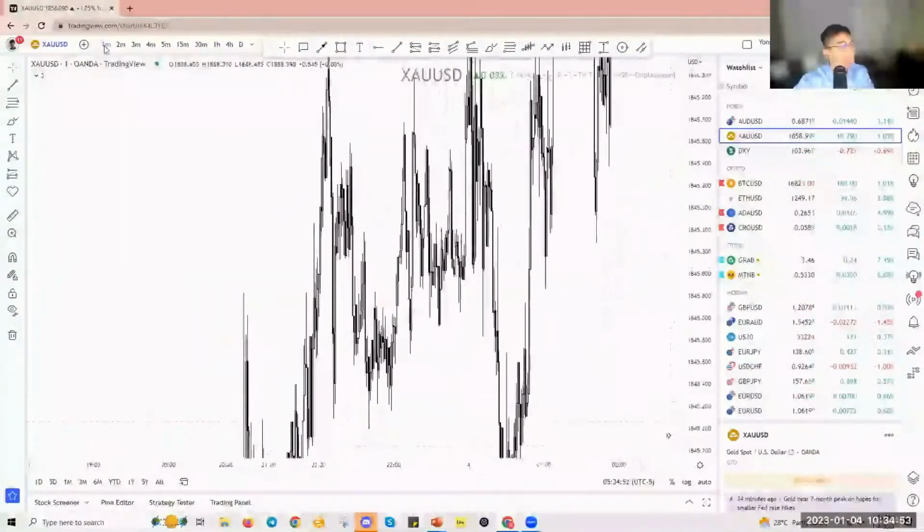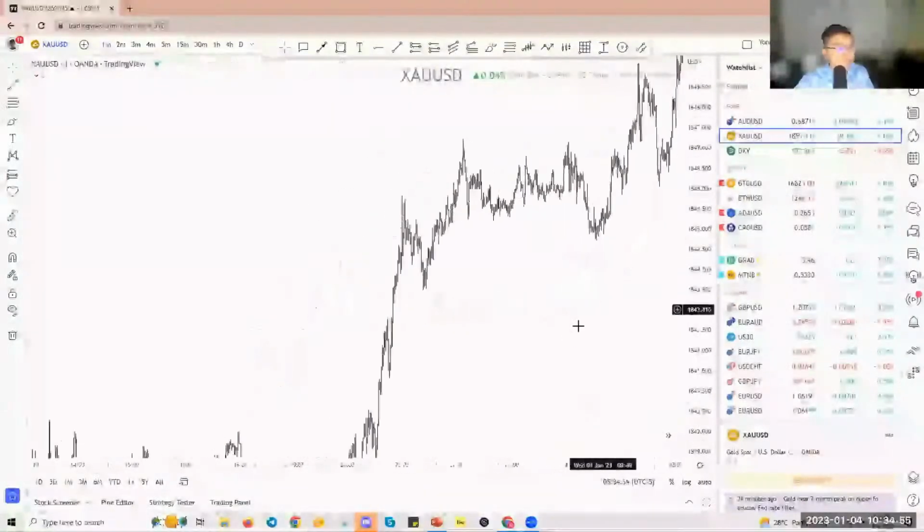Okay, I'll move back to gold. I'll move on to 1 minute chart and find an accumulation schematic.